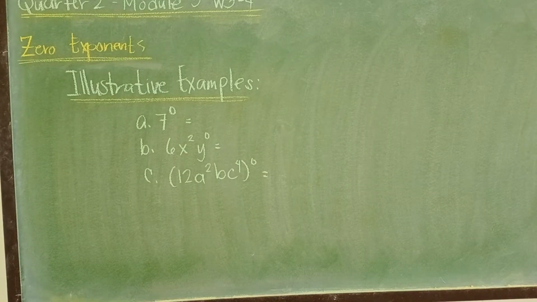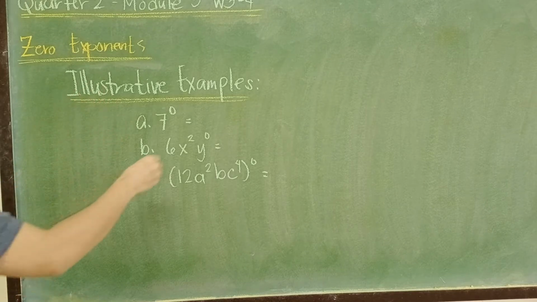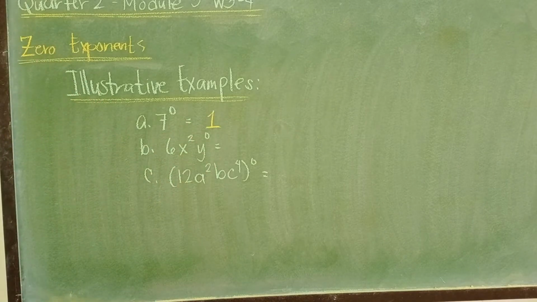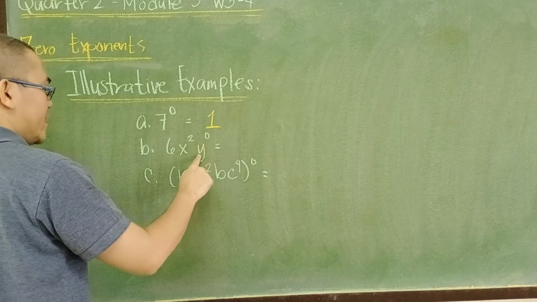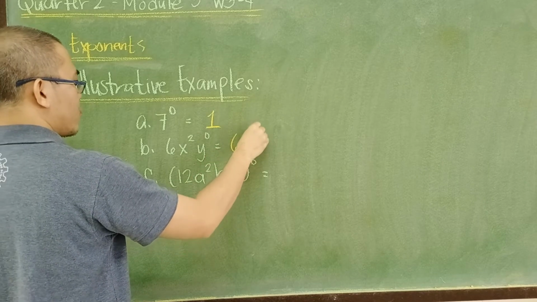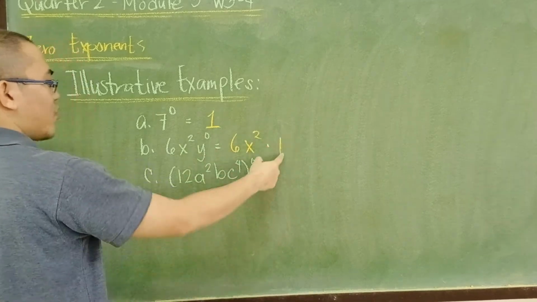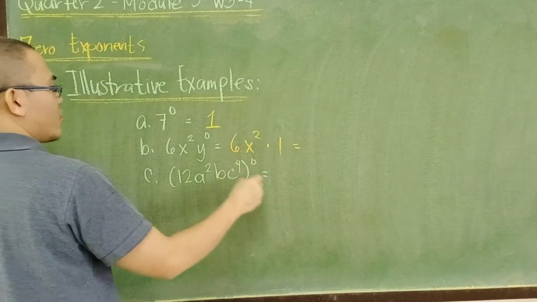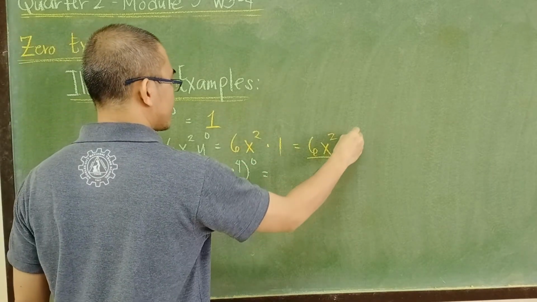So let's have an illustrative example for 0 exponents. For letter A, 7 raised to 0. So nasabi ko na yan before, any number raised to 0 is equal to 1. Next, letter B, 6x raised to 2 and y raised to 0. So kung ano lang yung nasa tapat ng 0, yun lang yung magiging equal to 1. So yung y siya lang naka-raise sa 0, therefore yung y lang yung equal to 1. So this is 6x squared times yung y, which is 1. So 1 times 6x squared is 6x squared.